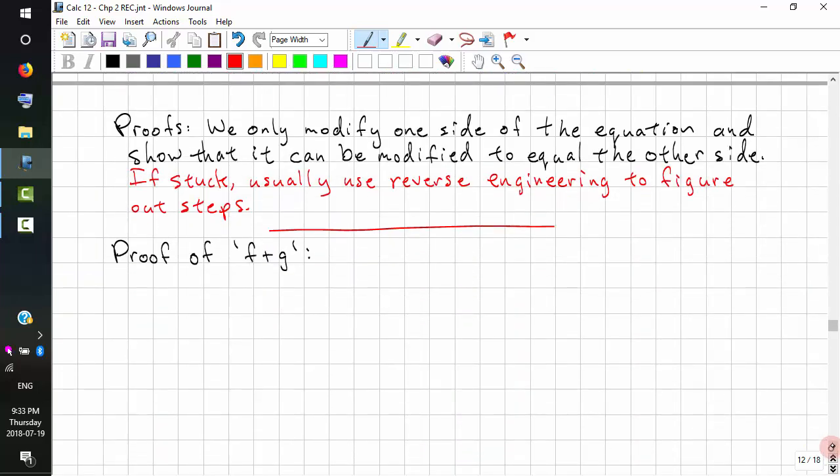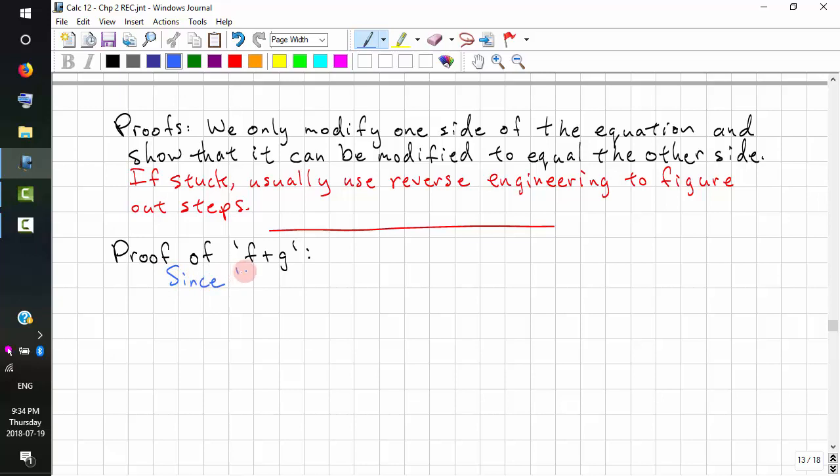Okay, let's prove these. And recall that we only modify one side of the equation when we're doing a proof, and we show that it can be modified to equal the other side. If you're stuck, you can use reverse engineering to figure out the steps and then write it in reverse order. So let's look at the proof of f plus g. And we use some of our theorems.